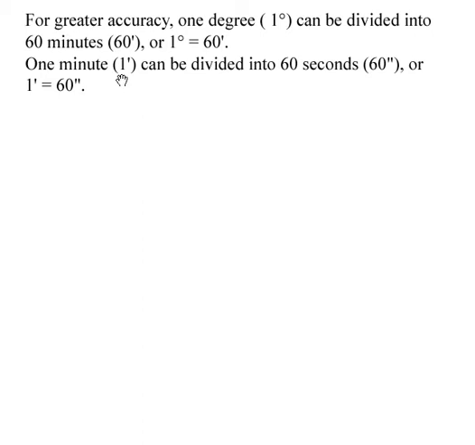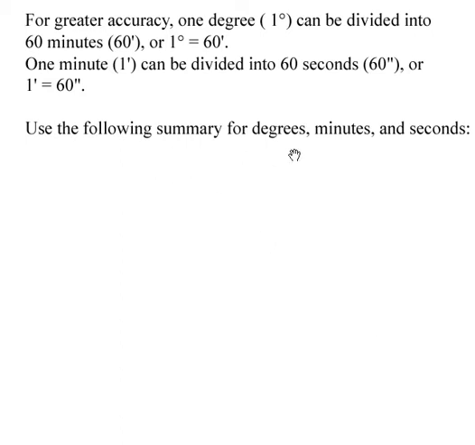But a minute is not accurate enough, so we take that 1 minute, divide it into 60 equal portions, each one called a second. So 1 minute is equivalent to 60 seconds. Now this may sound familiar to you because it's very much like hours, minutes, and seconds. And so if we know how to keep track of time with hours and minutes and seconds, then it shouldn't be too hard to deal with degrees, minutes, and seconds because the same rules are going to apply.